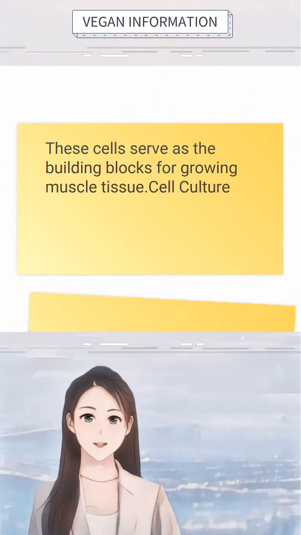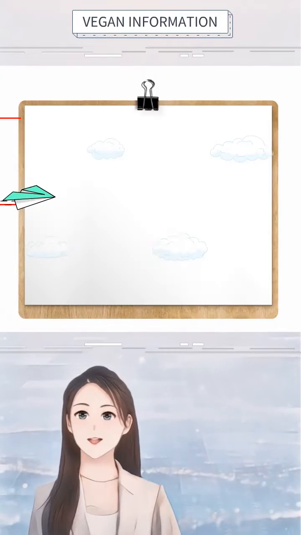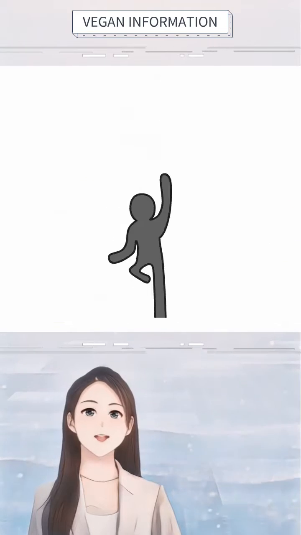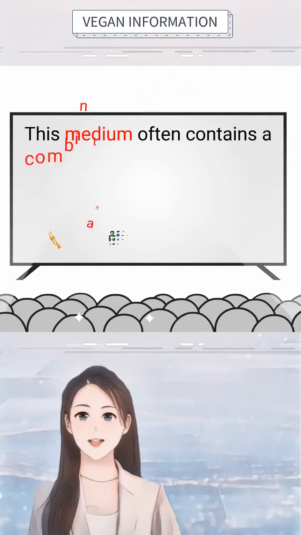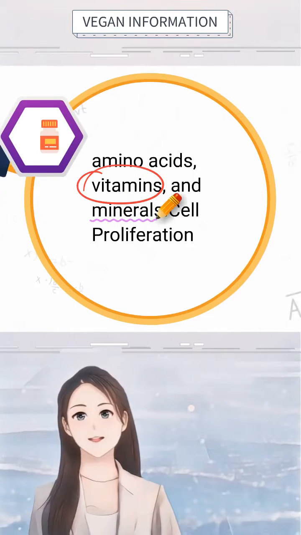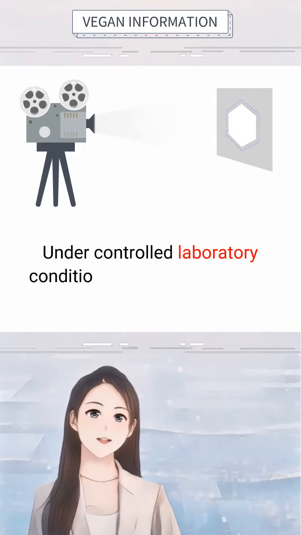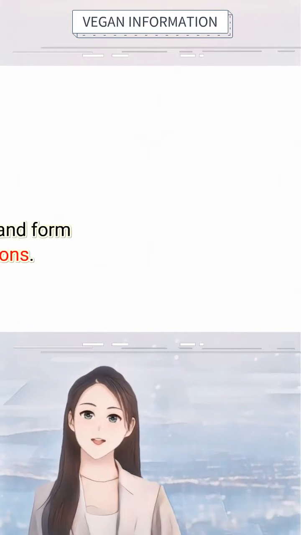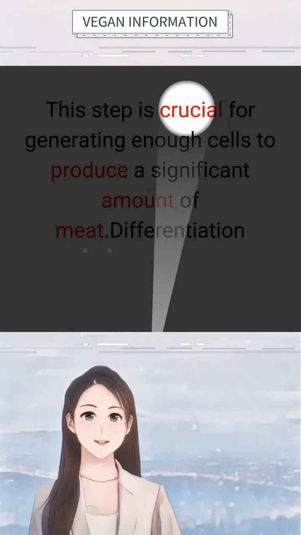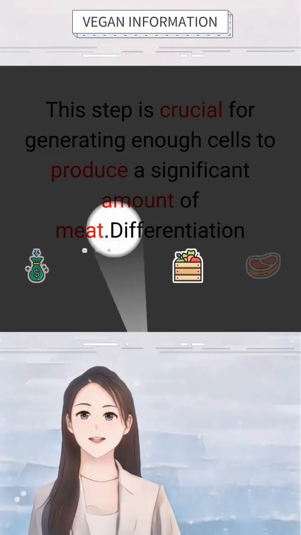Cell culture. The isolated cells are then cultured in a nutrient-rich medium, providing them with the necessary nutrients to grow and multiply. This medium often contains a combination of sugars, amino acids, vitamins, and minerals. Cell proliferation. Under controlled laboratory conditions, the cells proliferate, meaning they multiply and form larger cell populations. This step is crucial for generating enough cells to produce a significant amount of meat.